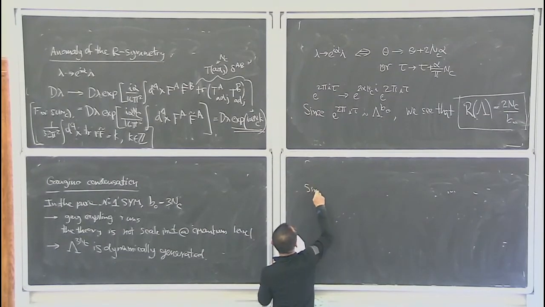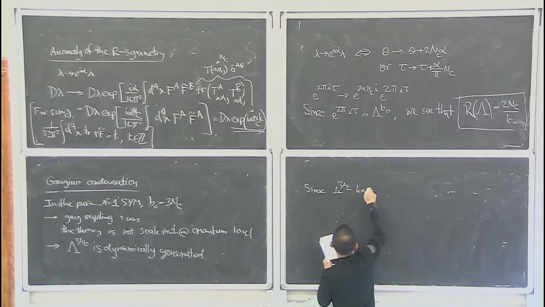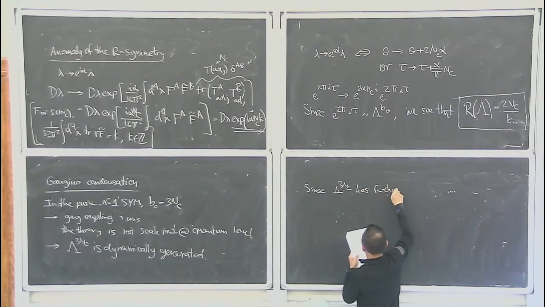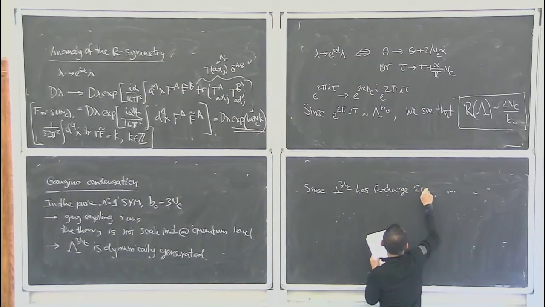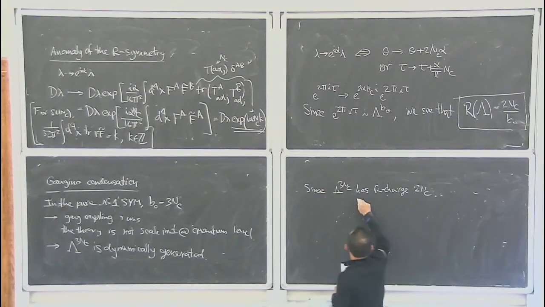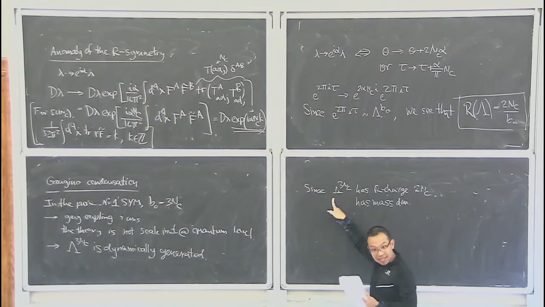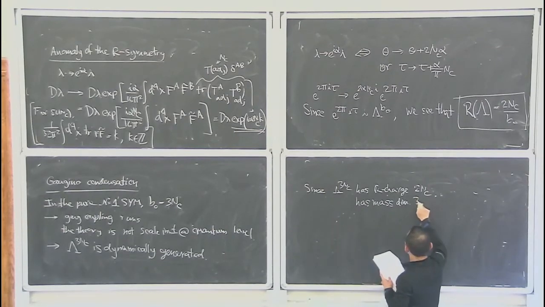So since lambda to the 3nc has R charge 2nc. This you agree, right? We derived the R charge of lambda before. It's 2nc over b0, right? So when you raise it to the b0, you get 2nc, okay? And it has mass dimension 1 because it's a scale of energy, right? 3nc.